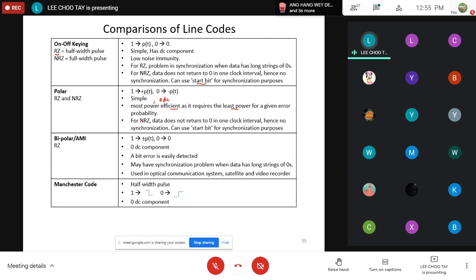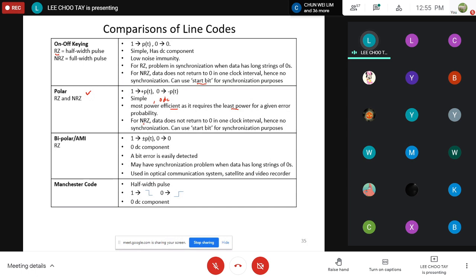In chapter 7, I will evaluate the performance of all the digital communications systems, and one of the measurements we're going to look at is the probability of error, meaning how likely the receiver is to make a mistake in interpreting the incoming signal. Polar is found to be the most power efficient because it needs the least power for a given probability of error.